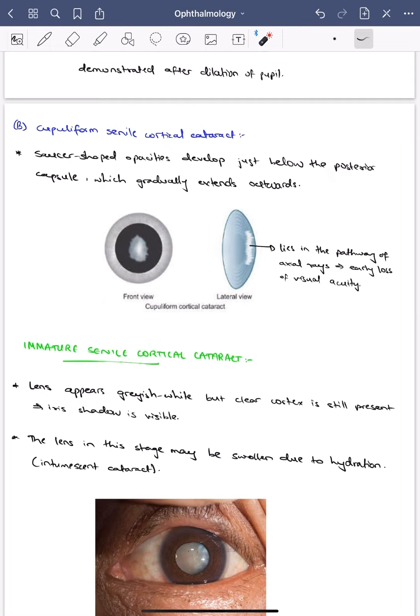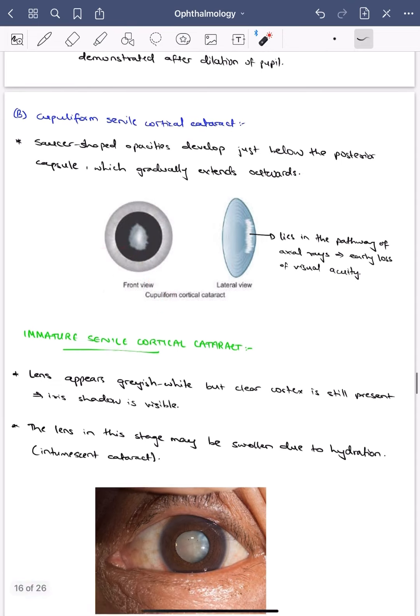So remember, in the stage of incipient cataract, we have cuneiform cataract, in which there is formation of wedge shaped opacities with clear areas in between, and these extend from the equator to the center. But in cupuliform cataract, there is saucer shaped opacity which develop just below the posterior capsule, and these extend outwards, that is from center to equator.